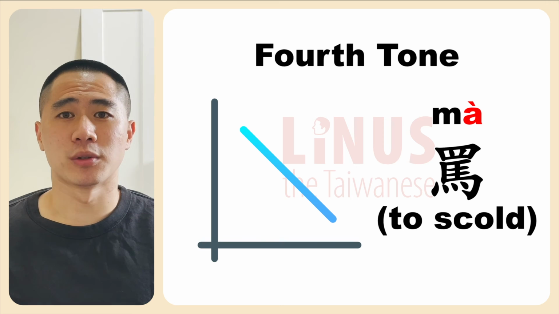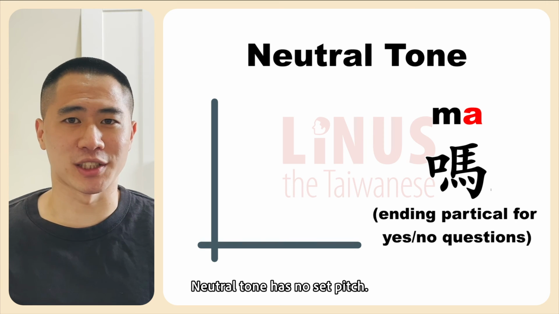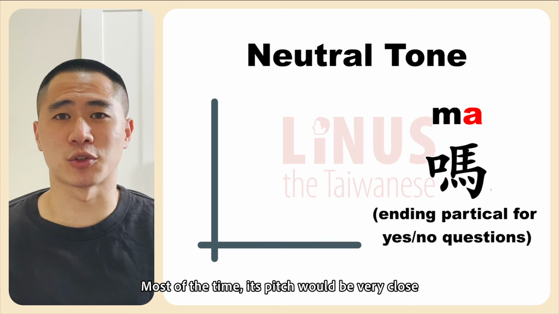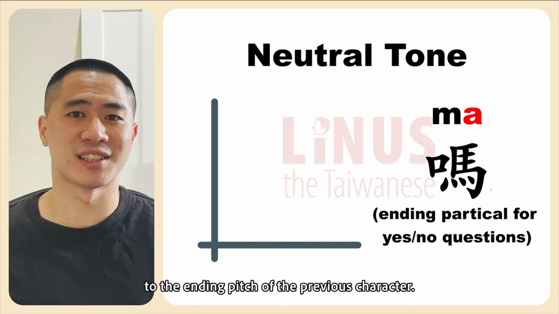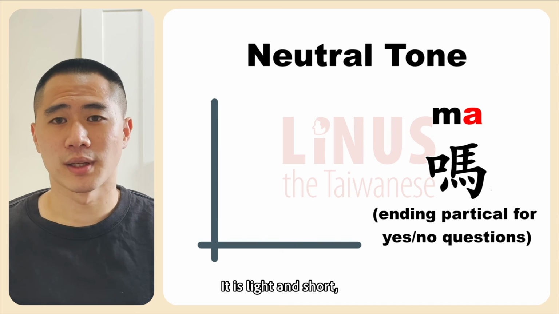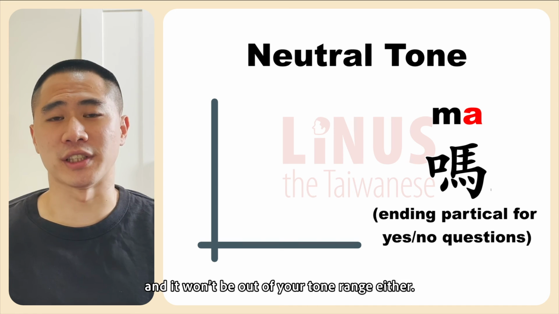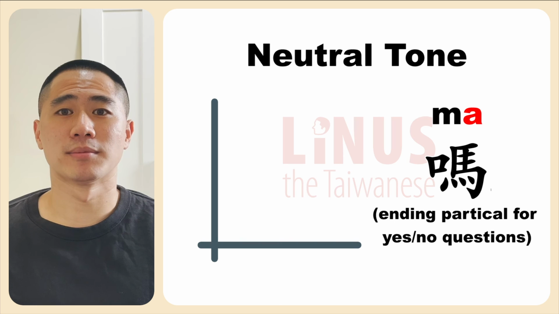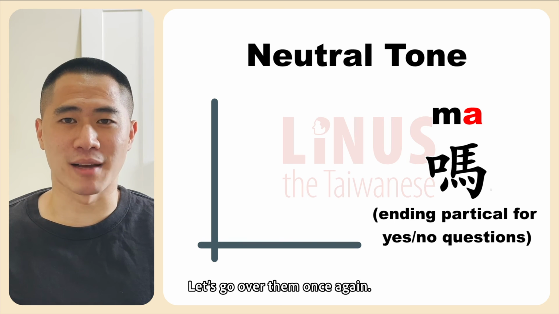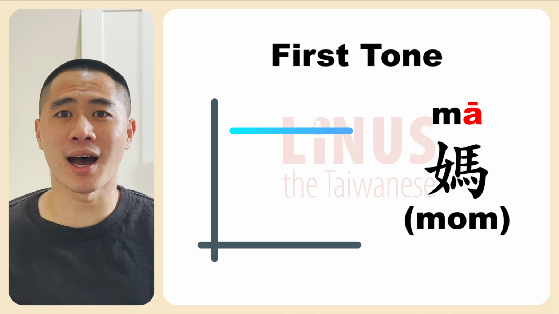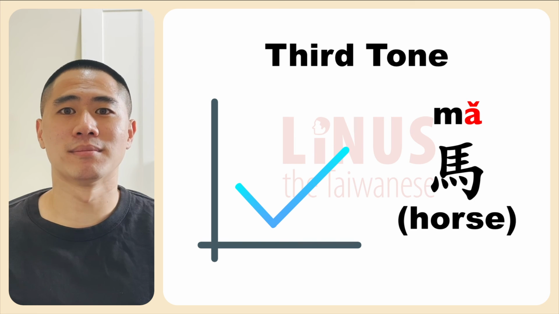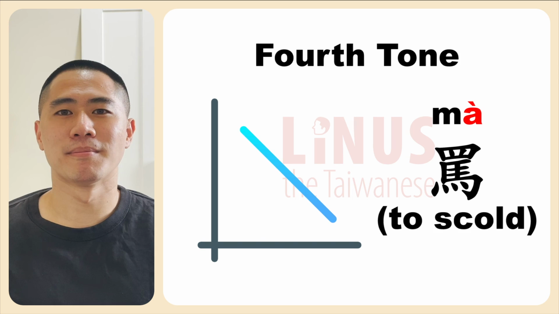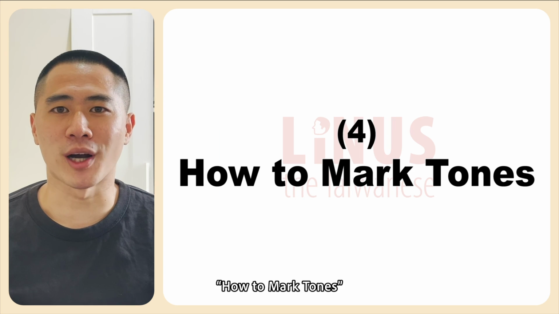Ma. Neutral tone has no set pitch. Most of the time, its pitch will be very close to the ending pitch of the previous character. It's light and short, and it won't be out of your tone range either. Ma. Let's go over them once again. Ma, ma, ma, ma, ma. How to mark tones?